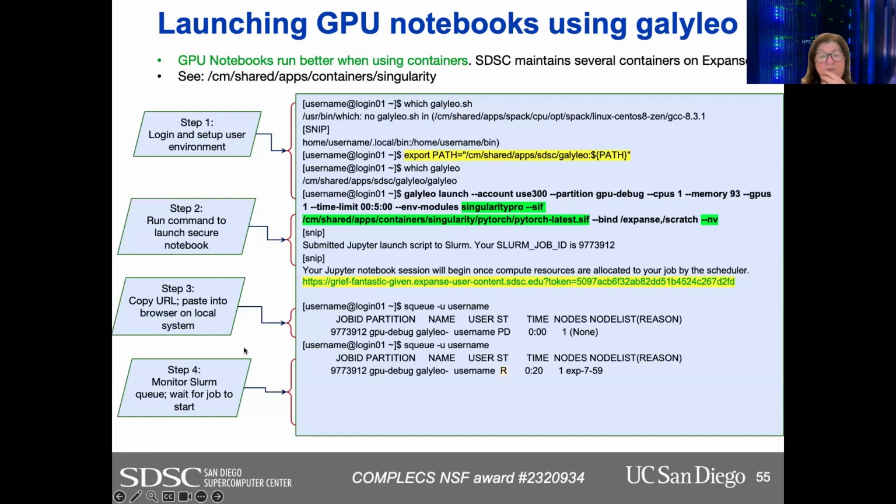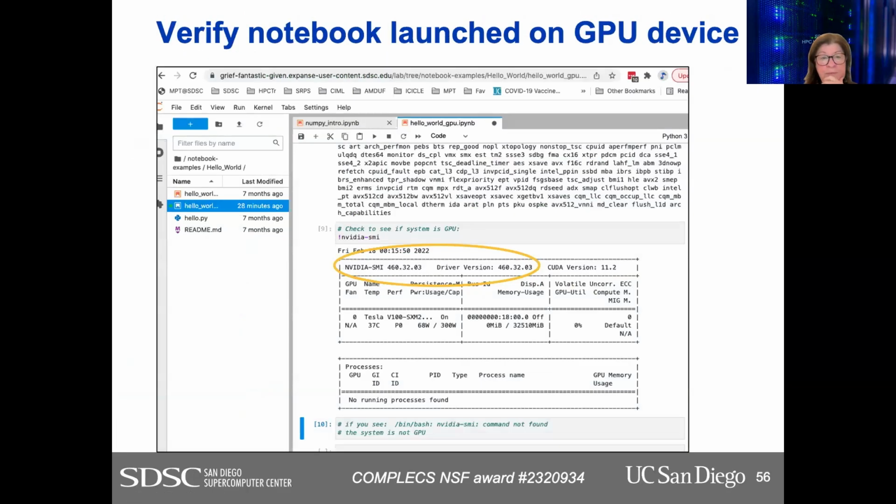It's the same for a CPU or a GPU. If you want to make sure you're on a GPU, you can put a little command in your notebook to run the nvidia-smi command. If you're not on a GPU, that will fail. Go back and revisit your Galileo command and what you requested.